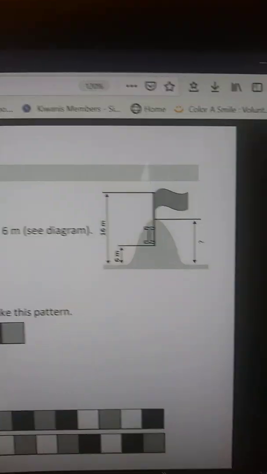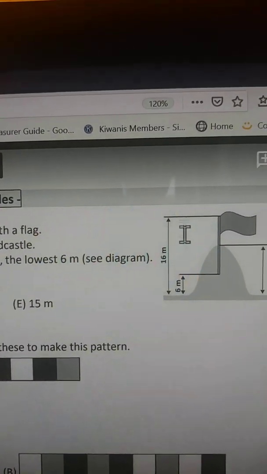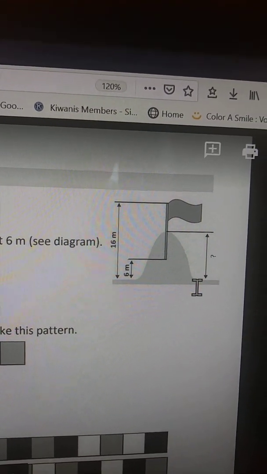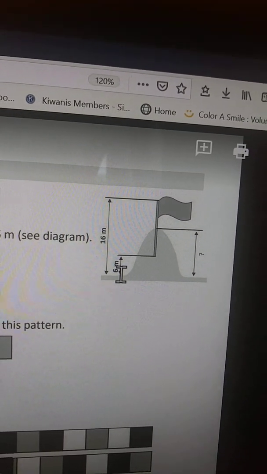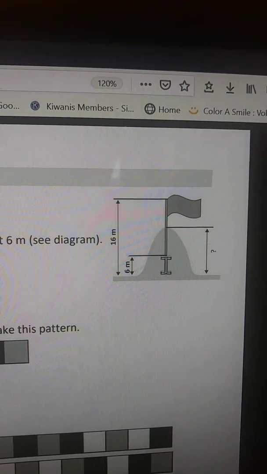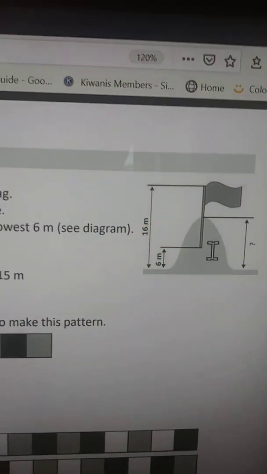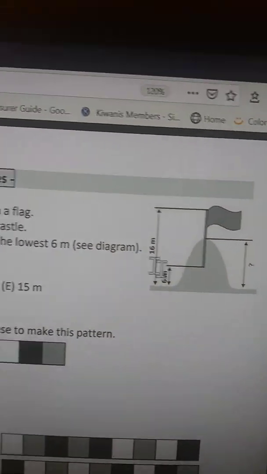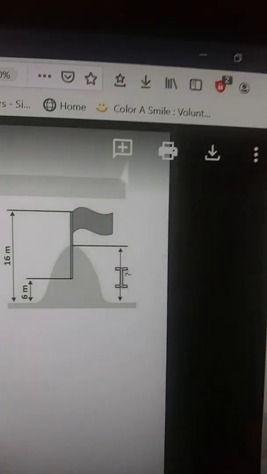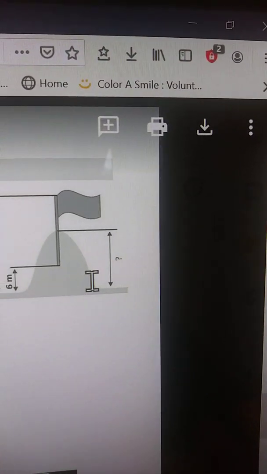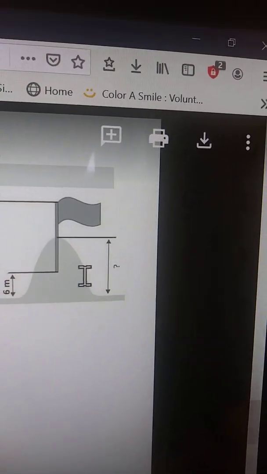So basically, our 16 meters represents the complete height of the flagpole and the sandcastle. 6 meters represents the height without the flagpole. So up to where the flagpole starts is where this 6 meters ends. So how would you approach this problem? The question is asking, how tall is the sandcastle itself? Not with the flagpole, just the sandcastle.